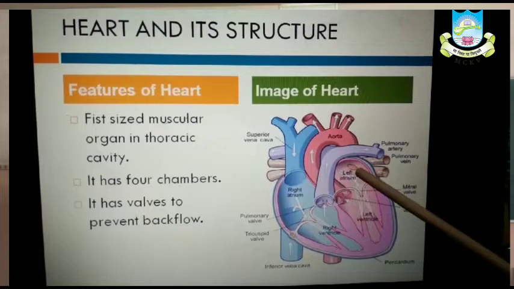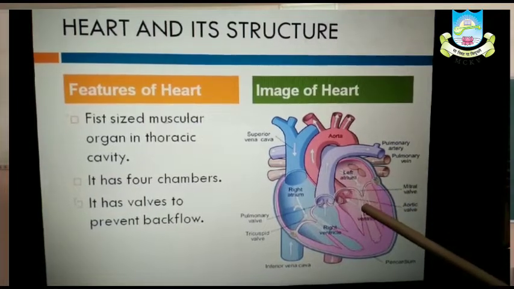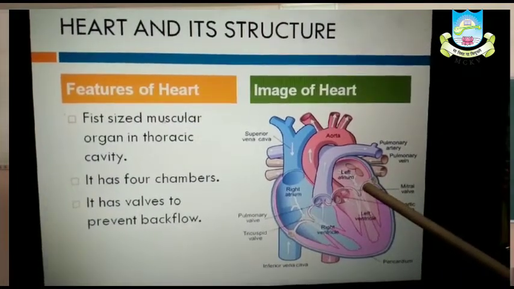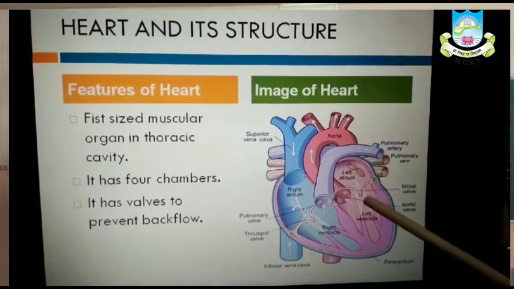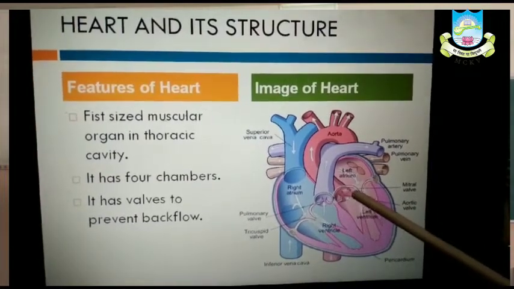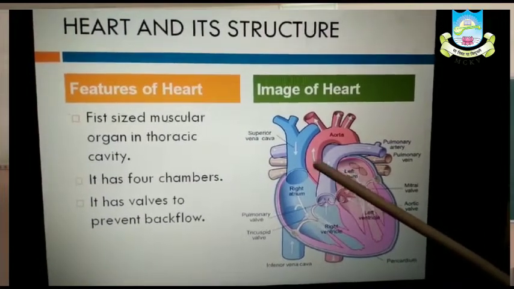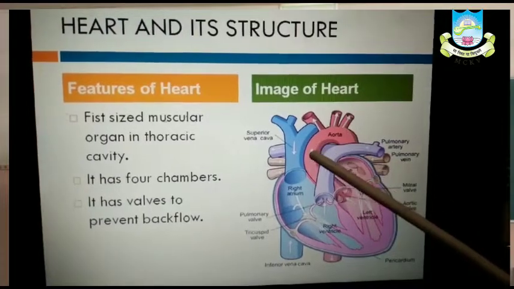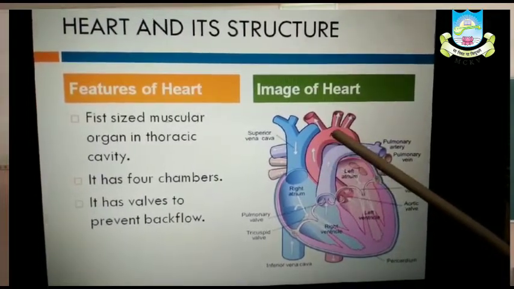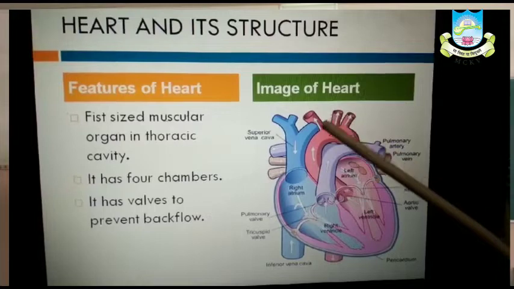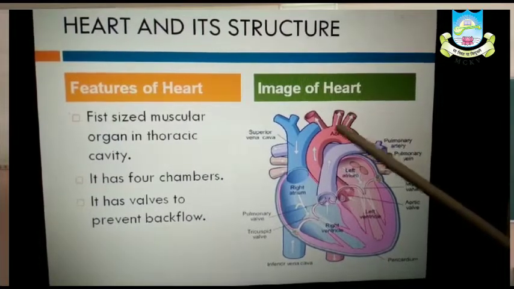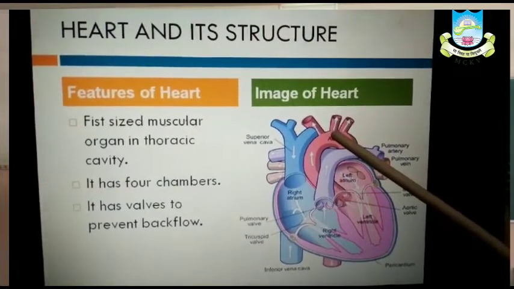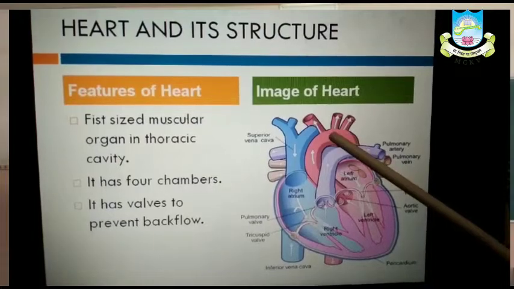Left auricle contracts and forces its blood into the left ventricle. Again, the valve closes and prevents the backflow. Left ventricle contracts and forces its pure blood into the aorta. This aorta is the largest blood vessel, the largest artery, and it breaks into many smaller arteries to distribute blood all over the body. This is the flow of blood in the heart.